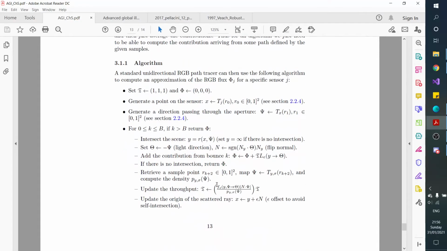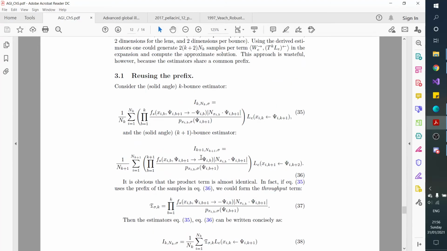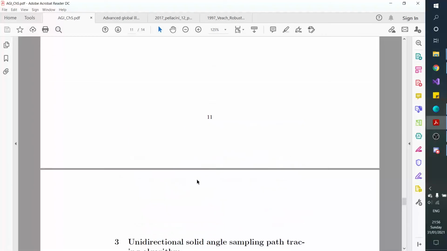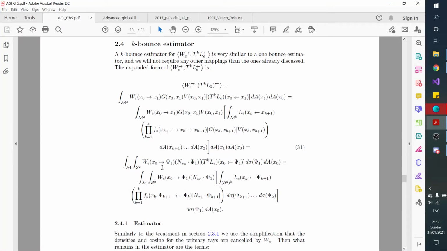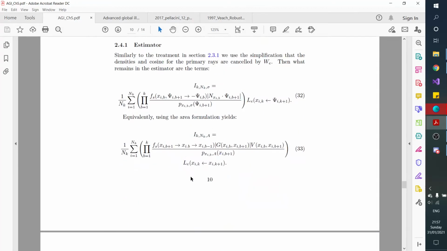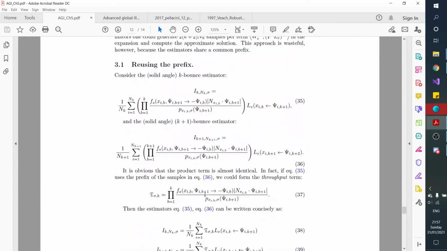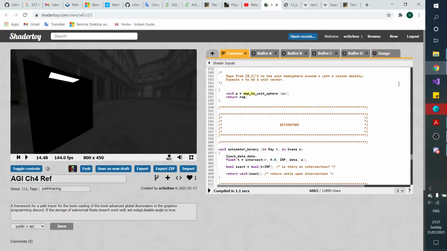So the throughput update that you saw in the algorithm is really this update here. You can see it from these two estimators, and notably from the expansion of the equation. If you take tk plus 1, it's just a multiplication by the BSDF, the cosine, and divided by the density, which is exactly what you see in the algorithm, and also exactly what you see in the code.